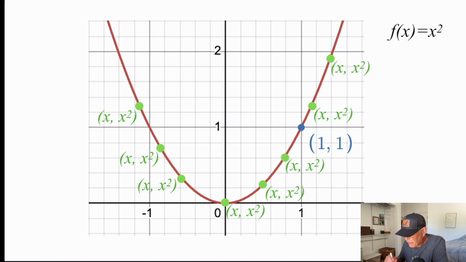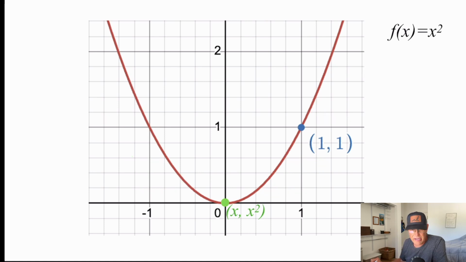I have a few of these labeled here, but actually there's infinite of these points on the parabola. So let's just focus on when the point is located here. Now if I connect those two, I have what's called a secant line, and I can find the slope of that secant line. There's a little problem right now though, because the slope of that secant line is not even close to the slope of our tangent line.